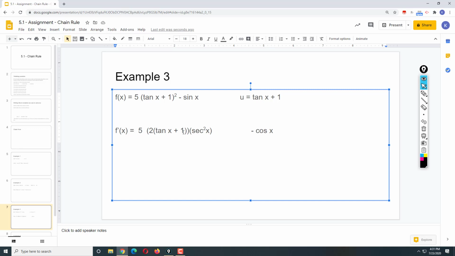In other words, if f of x is 5, open parentheses, tangent x plus 1, close parentheses squared, minus sine x, then f prime of x will be 5 times 2 times tangent x plus 1 times secant square x minus cosine x. Let's simplify the last step. 5 times 2 is 10. So it's 10 times parentheses tangent x plus 1, close parentheses. Open parentheses again, secant squared x, close parentheses, minus cosine x. That's the derivative.